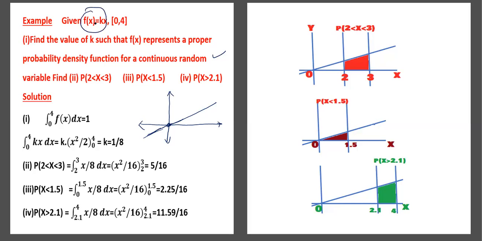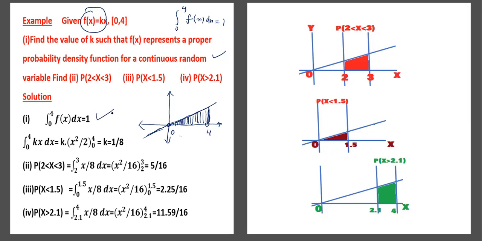When will this be a proper probability density function? First of all, this should be positive. F of x must be positive for all x. And if you integrate between 0 to 4, it should be equal to 1. That means if this is 0 and this is 4, if you sum up all the probabilities, that is the area, this area should be equal to 1.